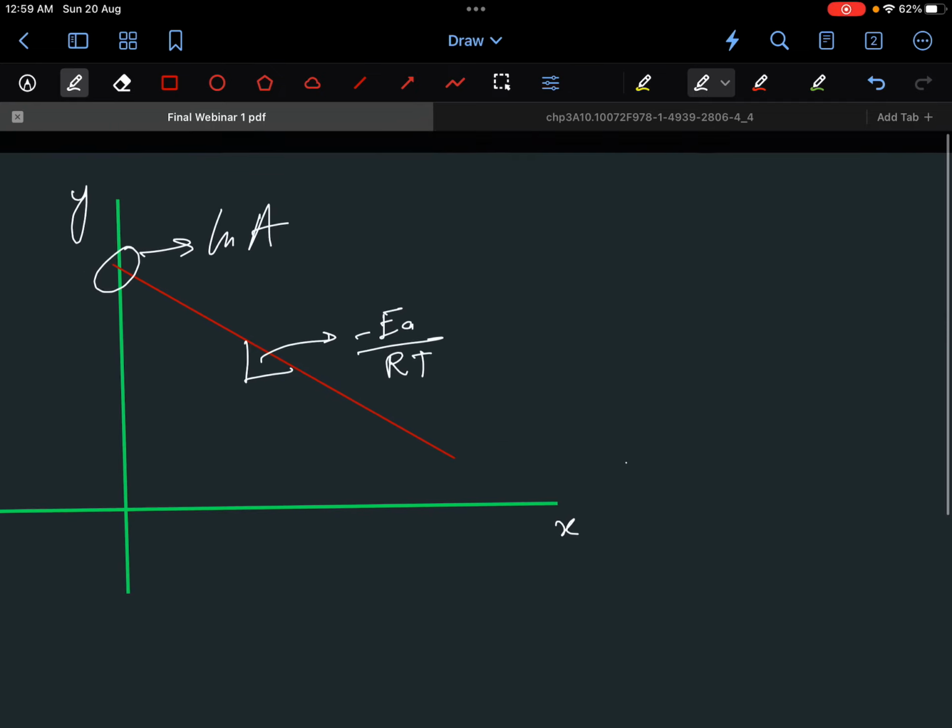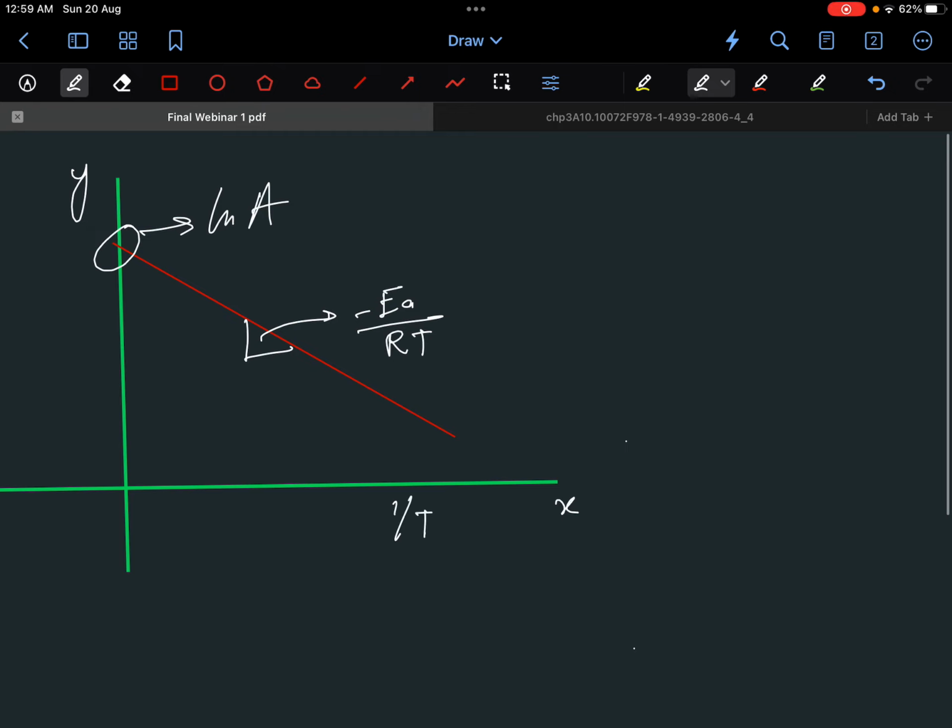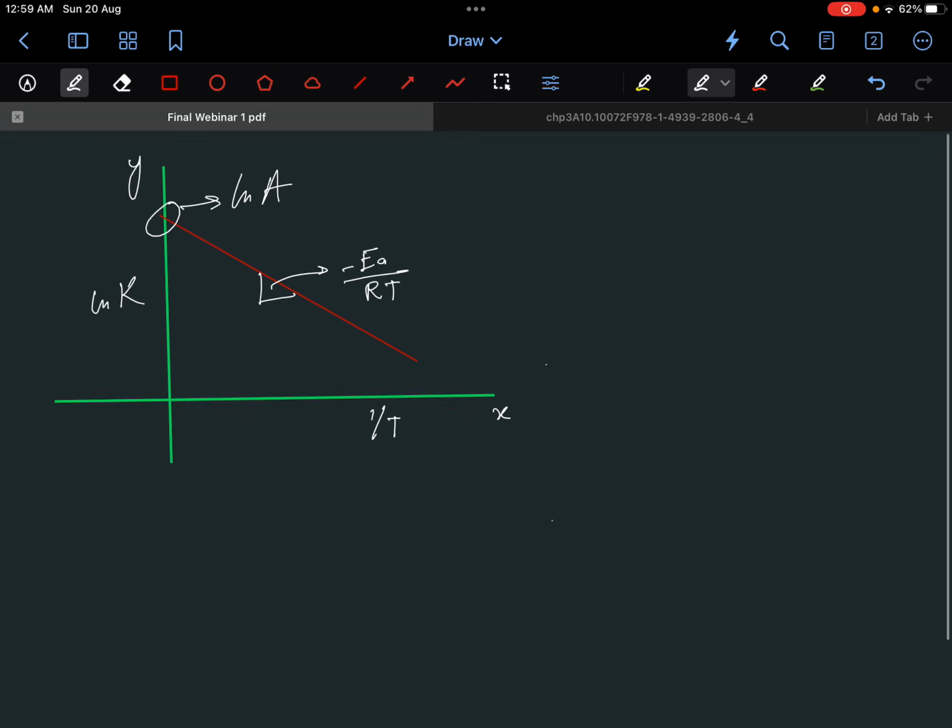And what is the x? X is 1 by T, and what is the y? Y is ln k. Very often you will find this graph, and this is a very common graph in many competitive exams. That is why I am showing you this, and not only that, you have to solve many numericals from this graph also.